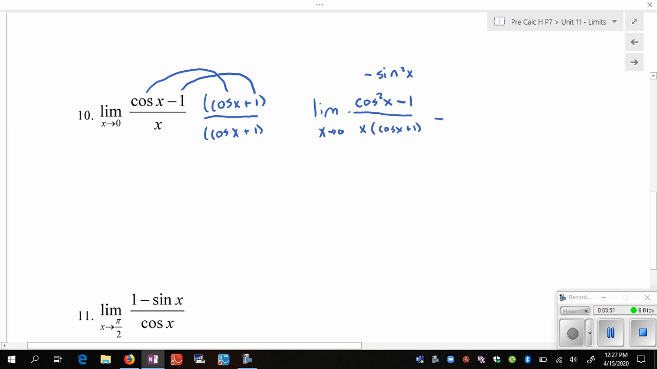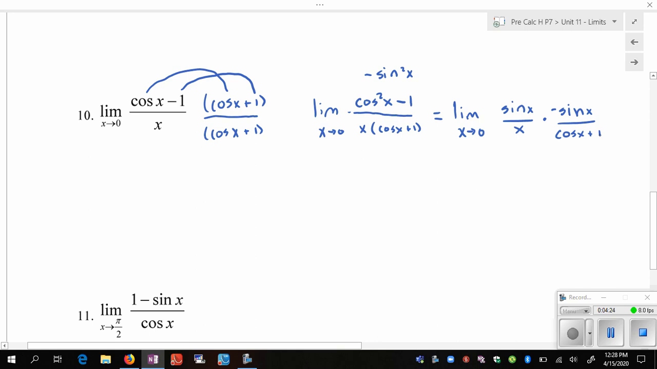So now, using some of the properties we talked about, I could actually write this as two separate limits. The limit as x goes to 0, or maybe I'll write it as 1, and I'll write it as negative sine x over x times sine x, or maybe I'll put the negative here. So we have sine x over x and negative sine x over cosine of x plus 1.